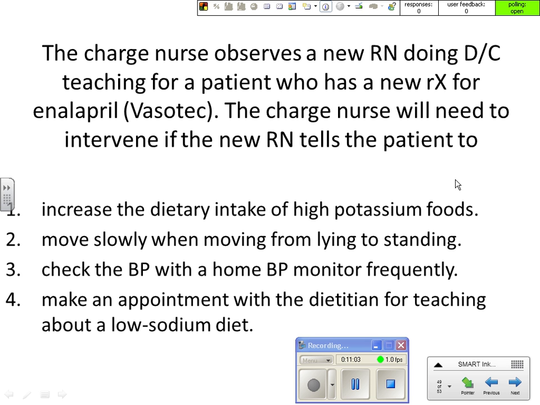The charge nurse observes a new RN doing discharge teaching for the patient who has a new prescription for enalapril, Vasotec. And what class is that? ACE inhibitor. Charge nurse will need to intervene if the new RN tells the patient to increase dietary intake of high potassium foods, move slowly when moving from lying to standing, check the BP with a home BP monitor frequently, make an appointment with the dietitian for teaching about low sodium diet.